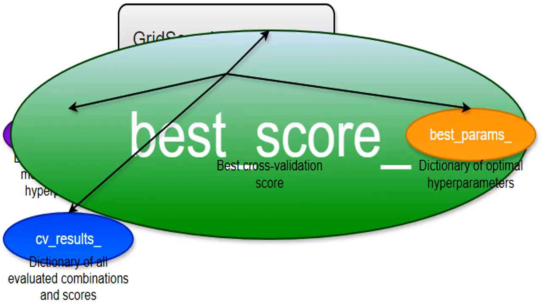This attribute gives us the highest score, e.g., accuracy, F1 score, achieved among all the models tested during the hyperparameter tuning process. It's the taste score of the best cake. A higher score means a better model.